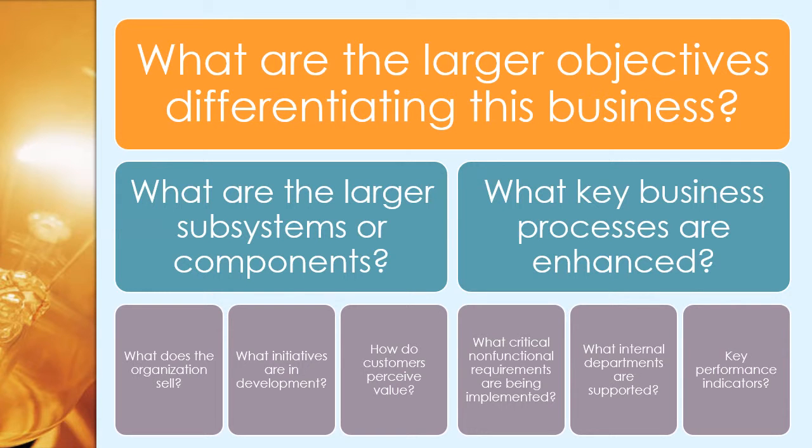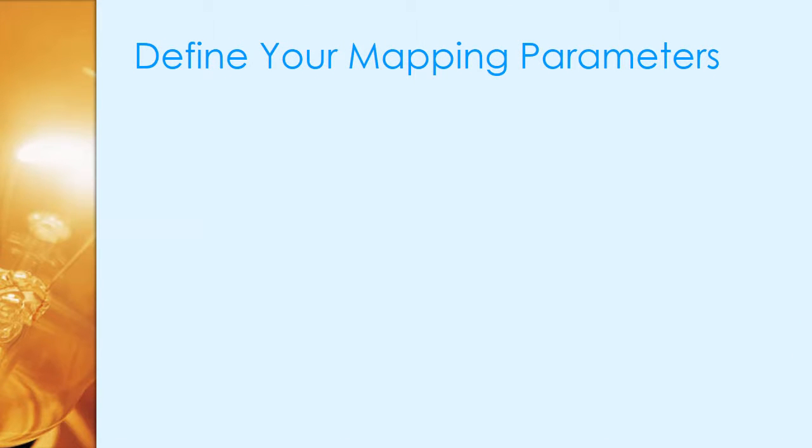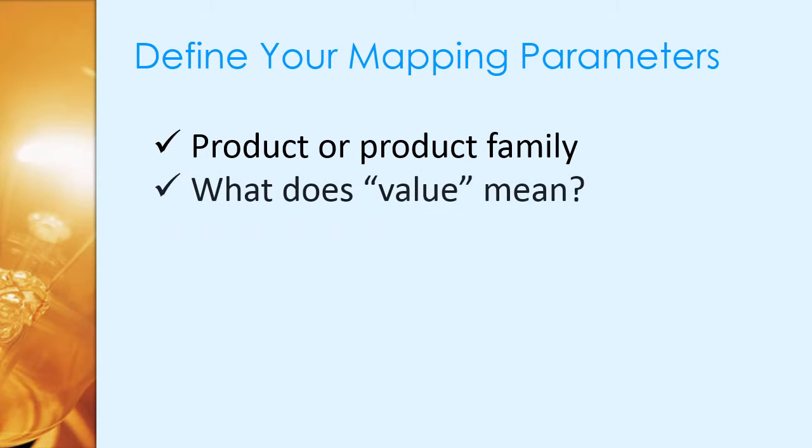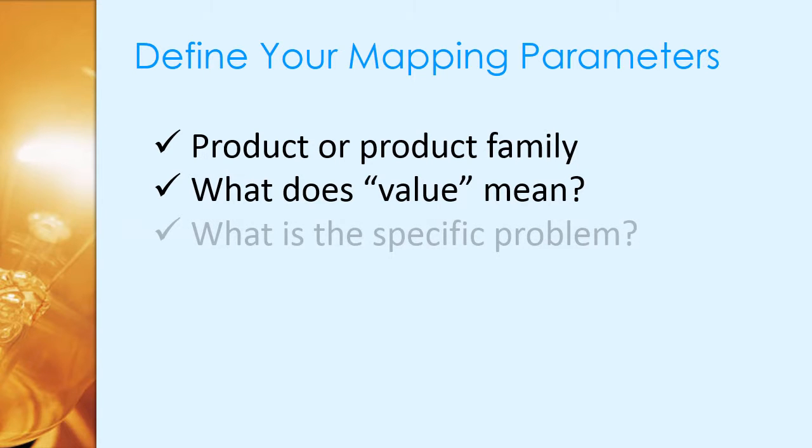A value stream map can encompass the entire organization if it's allowed to, so start by defining the parameters of the work you're going to do. Define the product or product family to be improved, with leadership's buy-in, of course. Identify what constitutes value from the customer's perspective, including the pace or speed at which the customer expects value to be delivered. Determine the specific problem you would like to solve, with the customer's perspective of value in mind.